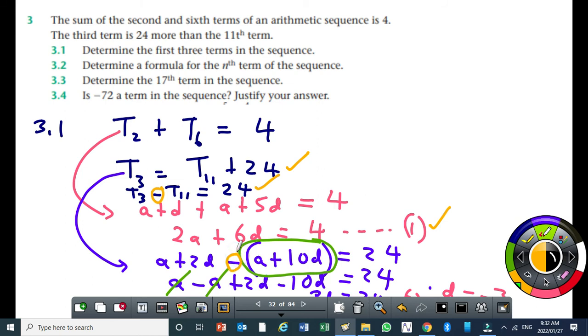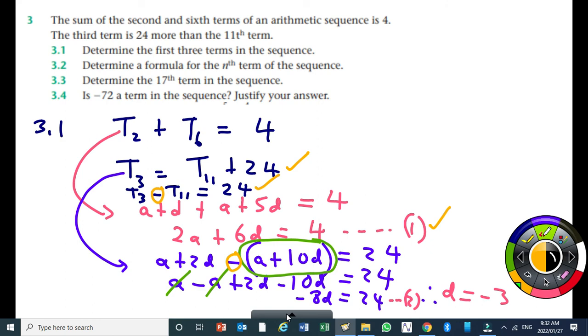Because of this minus, we have to put A plus 10D inside brackets. Okay? Then you simplify. Now, if you simplify, it becomes very interesting because this A here and that A are going to end up cancelling out. So you end up having A minus A, which is 0. Then 2D minus 10D will give you minus 8D. Then you divide both sides by minus 8D, you get D equal to negative 3.